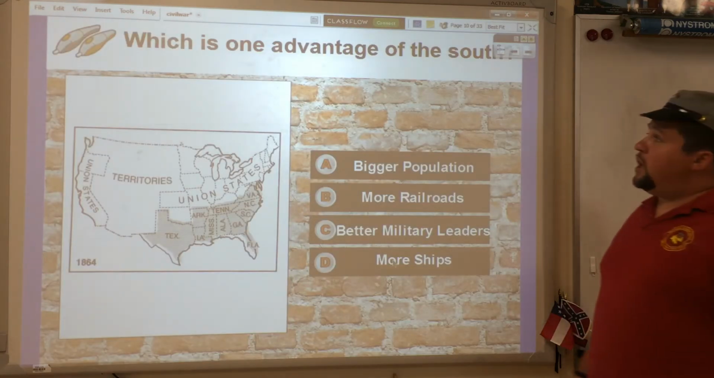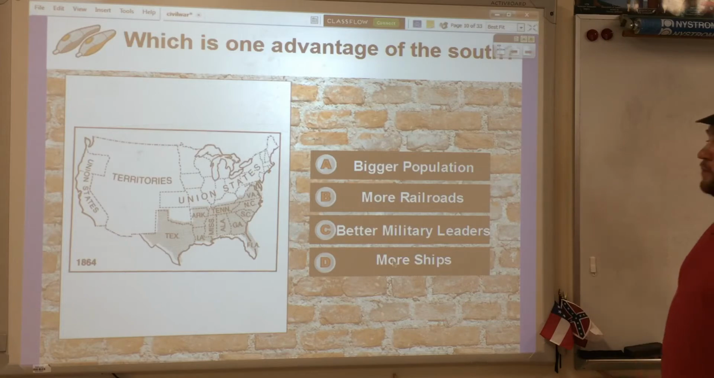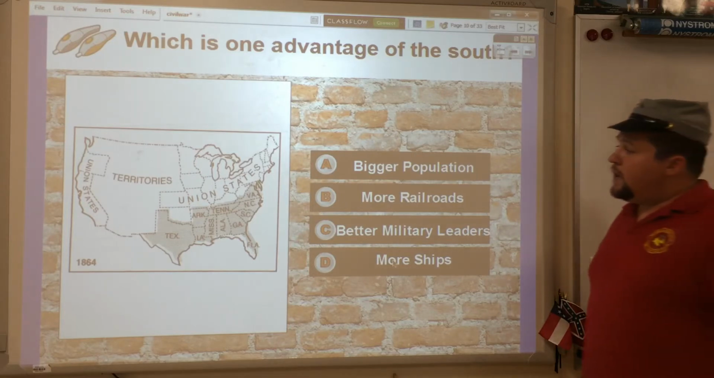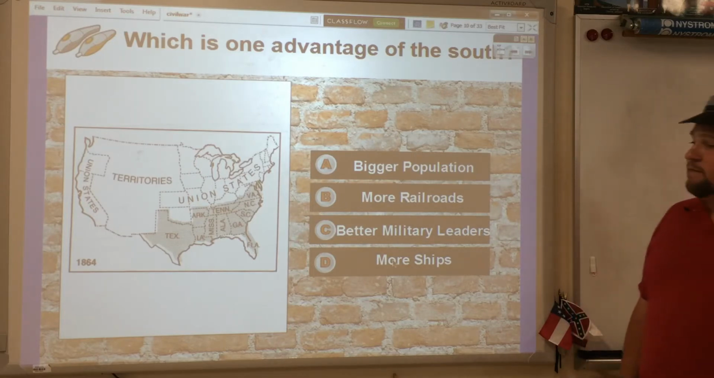Okay, which is one advantage of the South in the war? Was that they had a bigger population, they had more railroads, they had better military leaders, they had more ships. Okay, A, B, and D are all advantages of the North, and C was the advantage of the South.